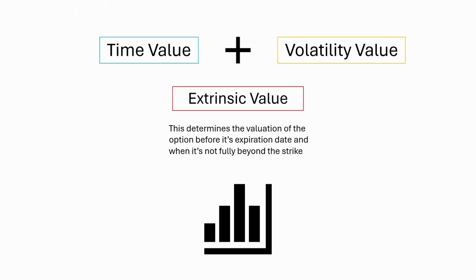Now, when you add up that time value with the volatility value, you get the extrinsic value. But what you should know is that this determines the valuation of the option before its expiration date and when it's not fully beyond the strike. Now, you might be thinking, what do you mean by beyond the strike?